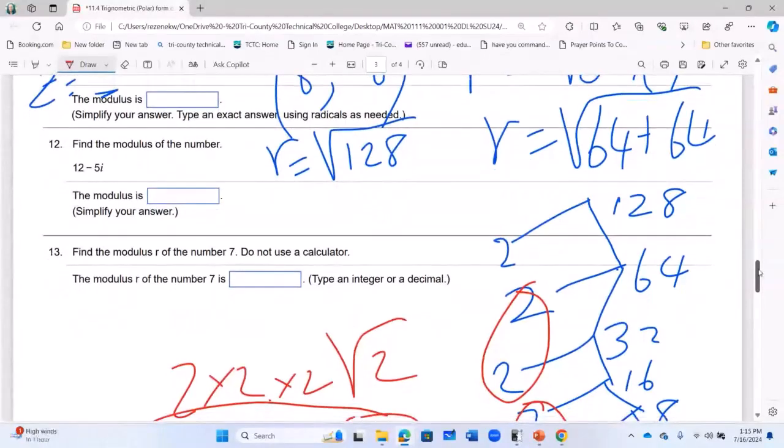I want you to remember that this is homework for tonight. Homework 11.4. Very soon we go to 11.5.